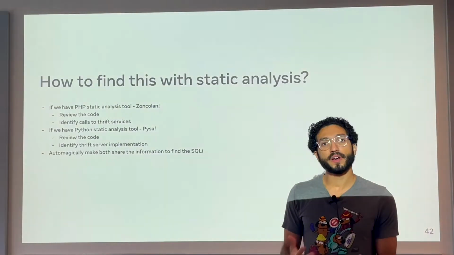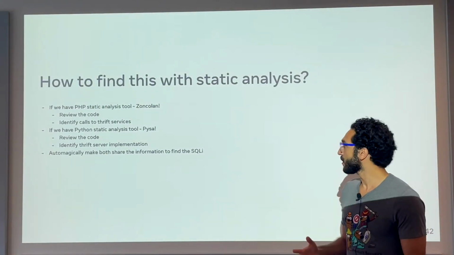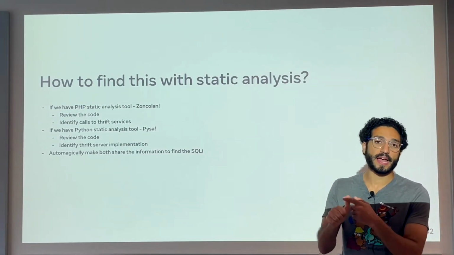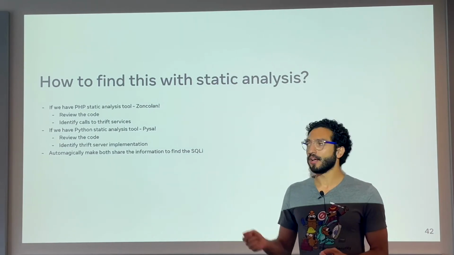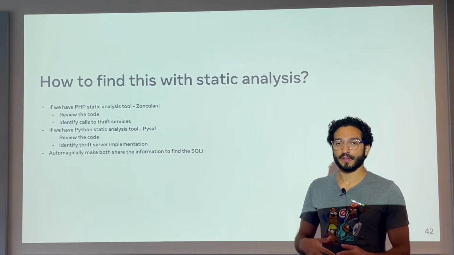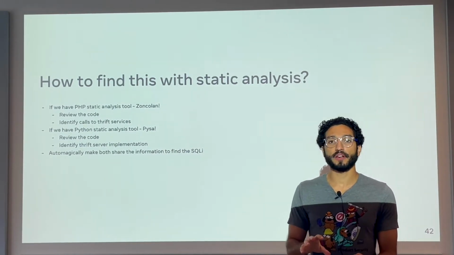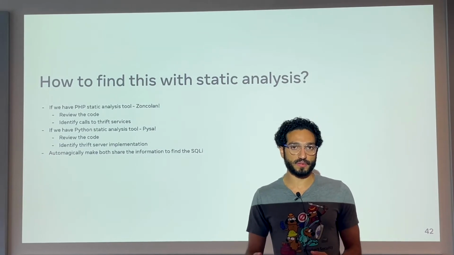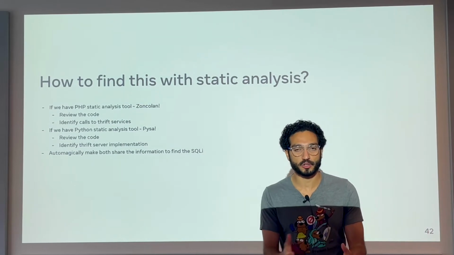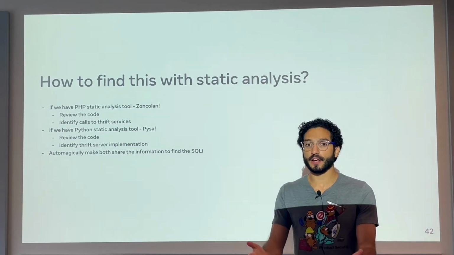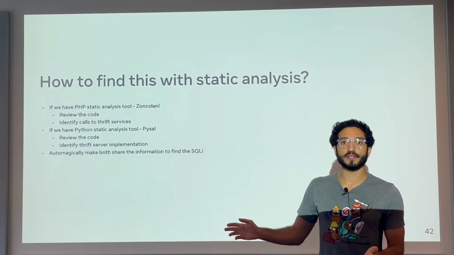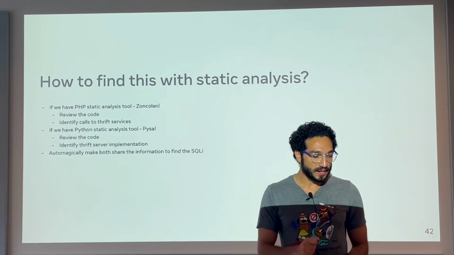So if we were to find this with taint flow analysis, you probably want something like this. If I have a PHP static analysis tool that can review the code and understand that this is a call to a Thrift service, we can probably use Zoncolan for that. And then if I have a Python static analysis tool that can review the code and also identify that this function is a Thrift service implementation, we can use Pysa for that, and somehow make these tools connect to each other. And Zoncolan says, hey, Pysa, I know that someone user-controlled, or untrusted input, is going to this service. And then Pysa says, oh, and this also is going to a SQL injection. Let's see that in action.